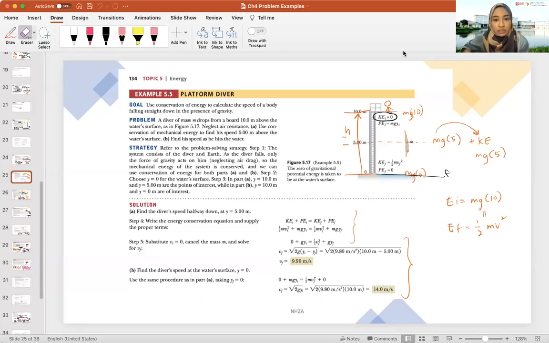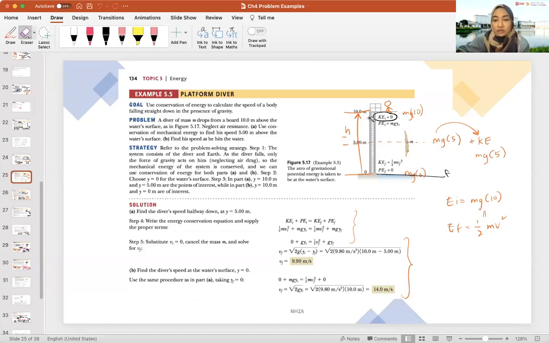Okay, so we are continuing with chapter 4, problem examples today. As usual, kita akan go through the examples slowly. Kalau ada soalan, you can interrupt me as usual. Kalau nak bagi komen pun boleh.